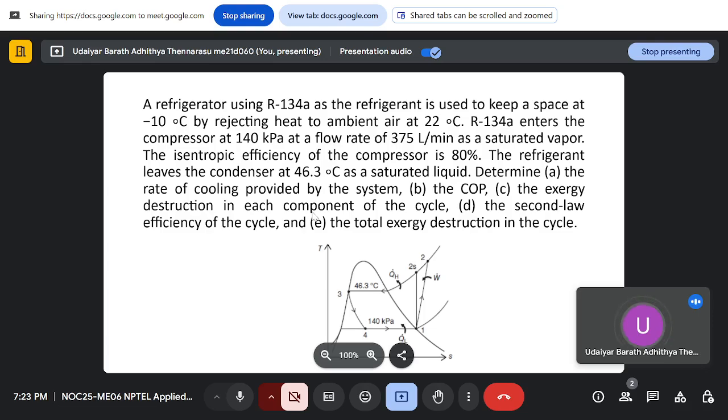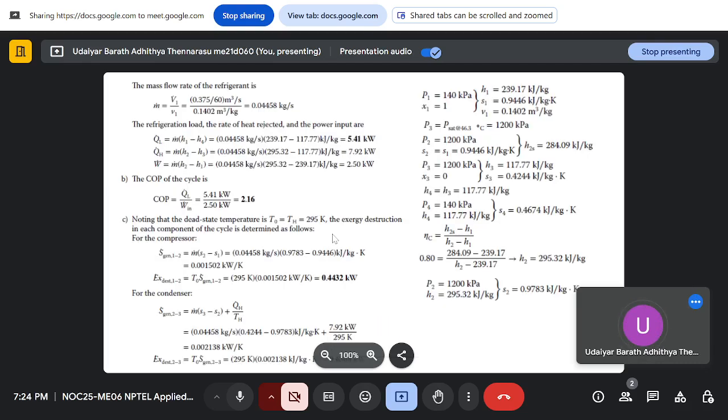Your ambient temperature is 22 degrees Celsius, and they say your evaporator is at 140 kilopascal and your room is at minus 10, and the flow rate is 375 liters per minute. Compressor efficiency is 80%. So see how to solve this.